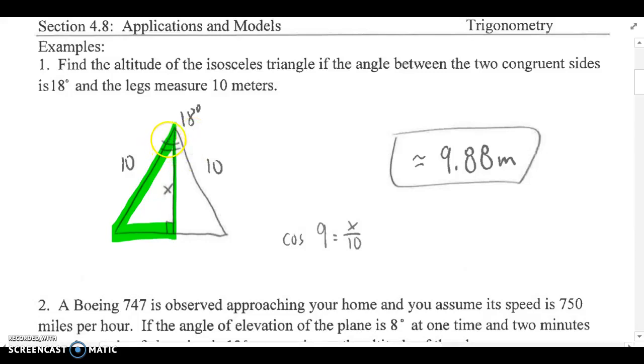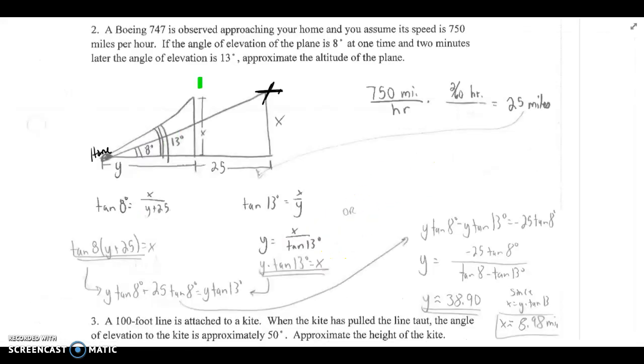So now in this green triangle, we know the angles are now 9 degrees and 9 degrees on the other side. Cosine of 9 degrees equals x over 10, and then when we solve that equation for x, we get about 9.88 meters. Here's our next example. We've got the airplane and we've got our home.